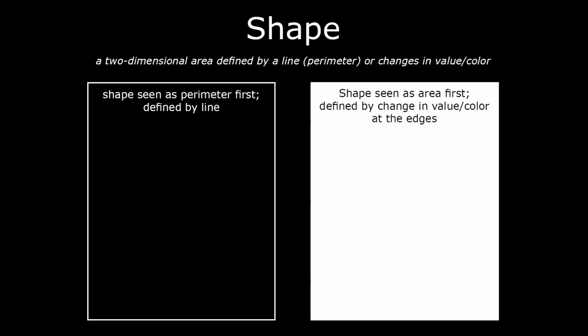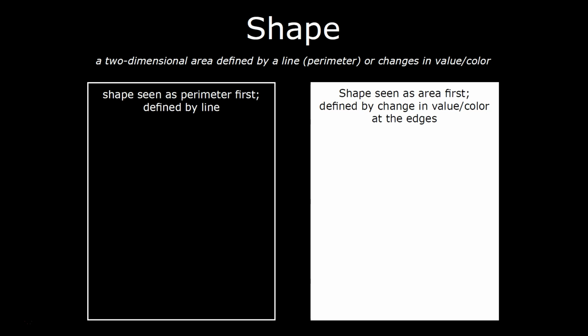All right. Shape, you should all pretty much know what we mean by shape. Remember when I talked about shape in the overview, I pointed out the difference between thinking about shape as an area defined by a perimeter or just an area that's seen because it changes in value or color at the edges. Perimeter first is like putting up a fence and filling it with dirt. So the fence is the more important thing in terms of order. It came first. When we're dealing with shape in this class, we may approach it that way, but I want us to try and always be thinking about it in an area first way.